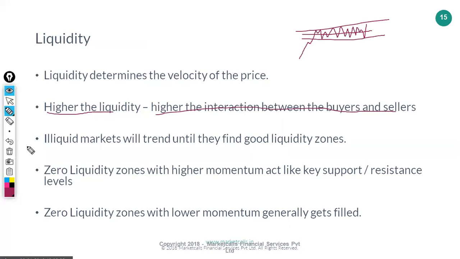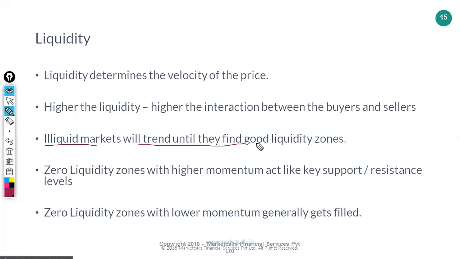Whereas illiquid markets will trend until they find good liquidity zones. This is a classical example from JP Morgan, where JP Morgan pushes the price up until they find the liquidity zone. Once they find the liquidity zone, they become responsive. These zones are illiquid markets. In illiquid markets, it's easy to travel through those prices, whereas in highly liquid zones, it's tough to penetrate. A lot of time has to be spent in high liquid zones to eat up all those pending limit orders. Once all the pending limit orders are done, institutions jack up the prices again to find the next high liquidity zones.